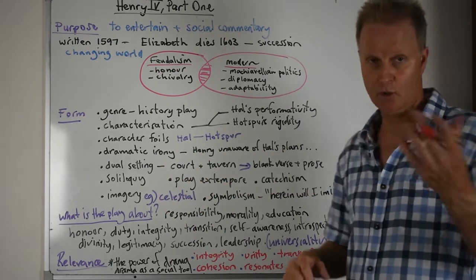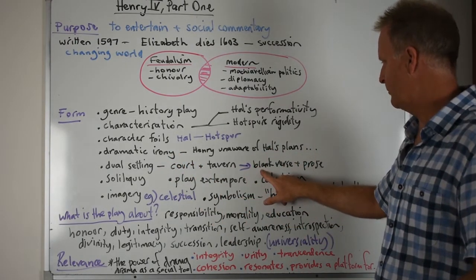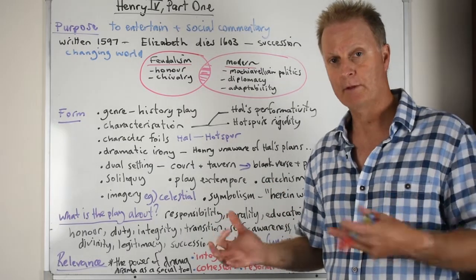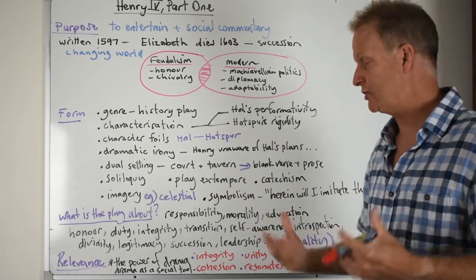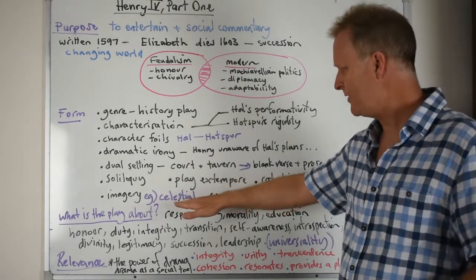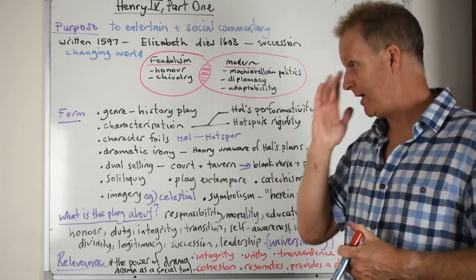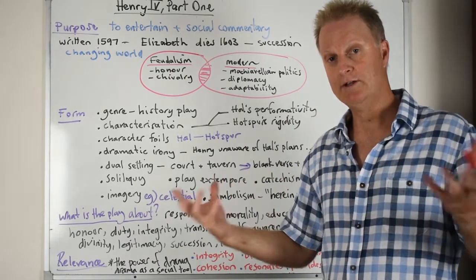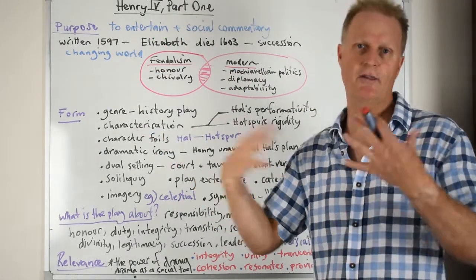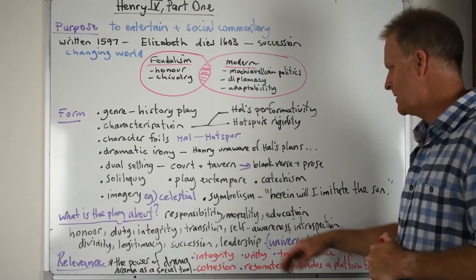There are dual settings, the court and the tavern, and they represent the different worlds, and Shakespeare cleverly uses blank verse in the court and prose in the tavern as a way of demonstrating the different sort of attitudes that are evident there. There's a lot of imagery in the play, one of them being celestial imagery. So there are conversations where Henry and Hal are talking about how they like to be seen by the public, and Henry wants to be like the comet, so he's seldom seen, and then that way people will like him more, and Hal's got the reverse view.